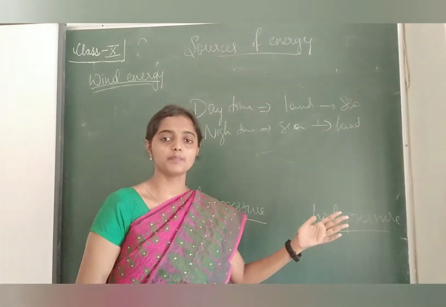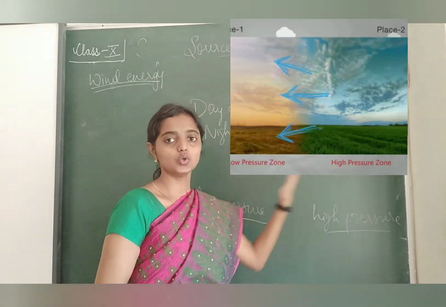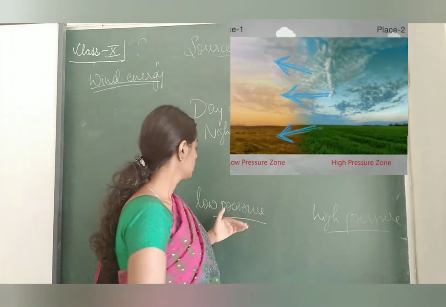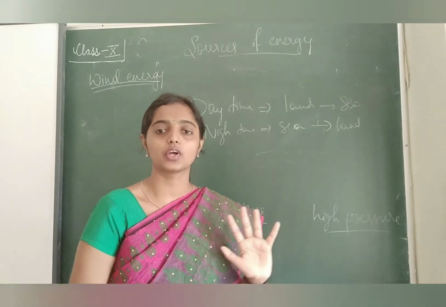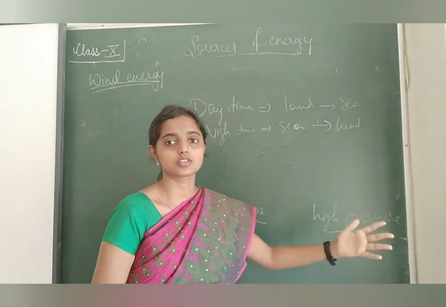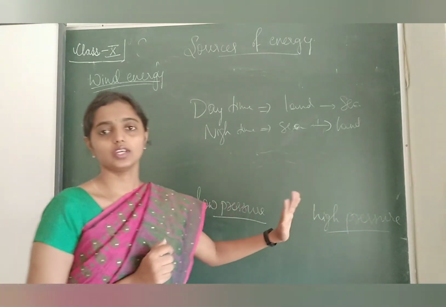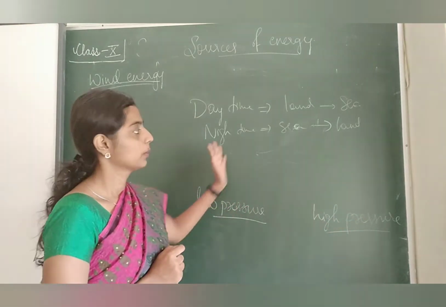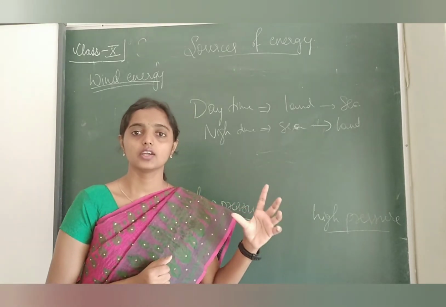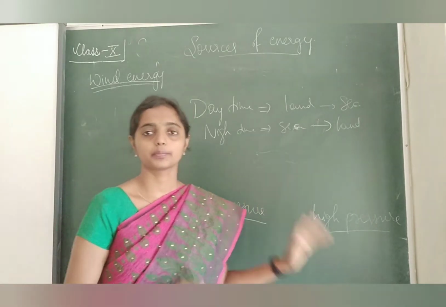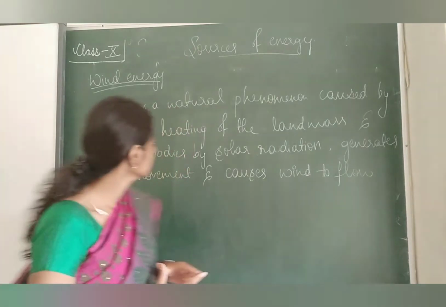So here we understood how wind flows. Wind always flows from high pressure to low pressure, and we know how low pressure and high pressure are created. You should understand this process to define what wind energy is. Now based on this explanation, let us state what exactly wind energy is. Carefully understand the statement.